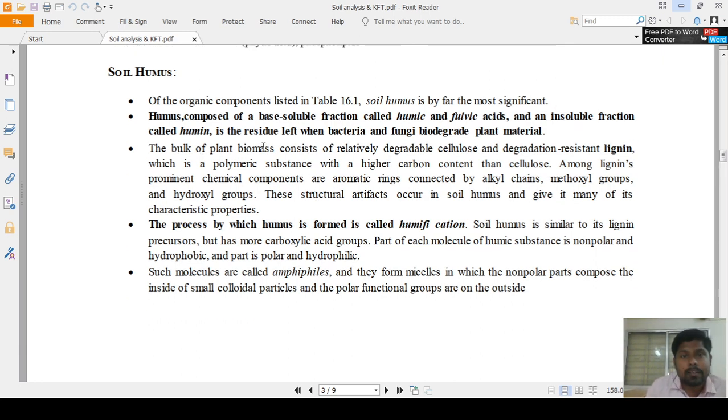The bulk of the plant biomass consists of relatively degradable cellulose and degradation resistant lignin. What is lignin? Which is a polymeric substance with a higher carbon content than the cellulose. And among lignins, prominent chemical components are aromatic rings connected by alkyl chains, methoxy groups and hydroxyl groups. Now the process by which the humus is formed, that is known as humification. Soil humus is similar to its lignin precursors, but has more carboxylic acid groups.